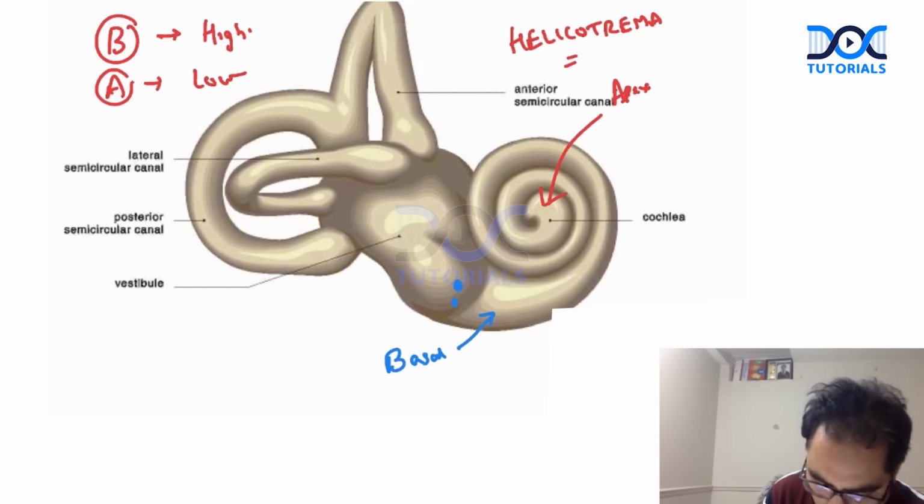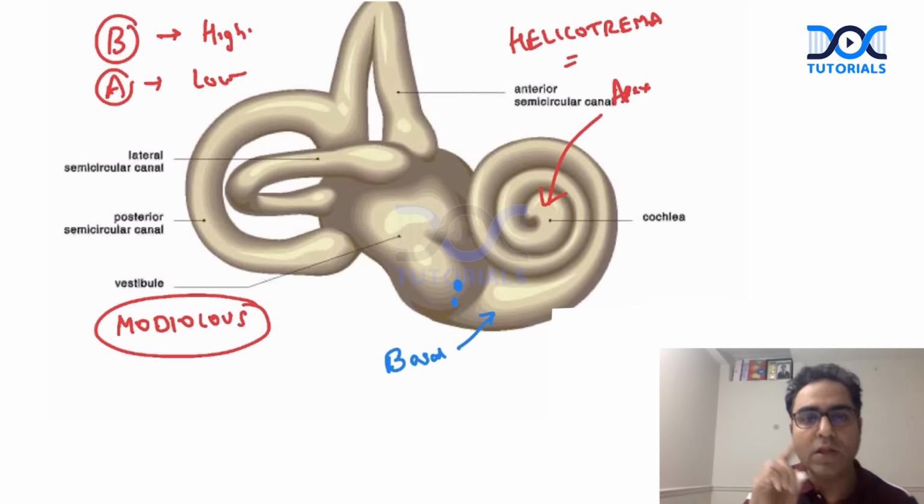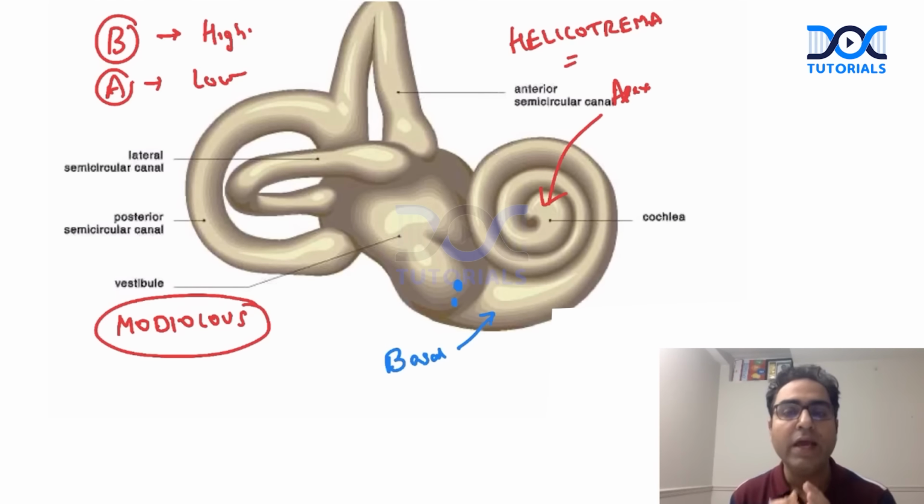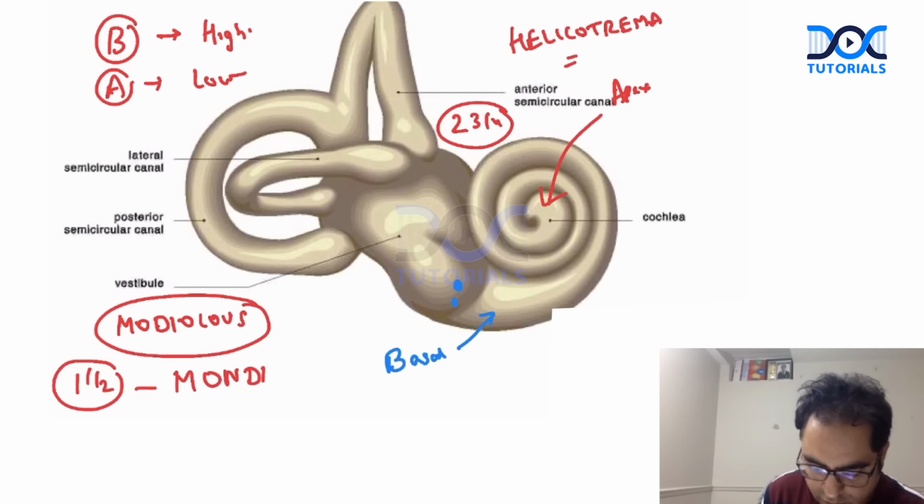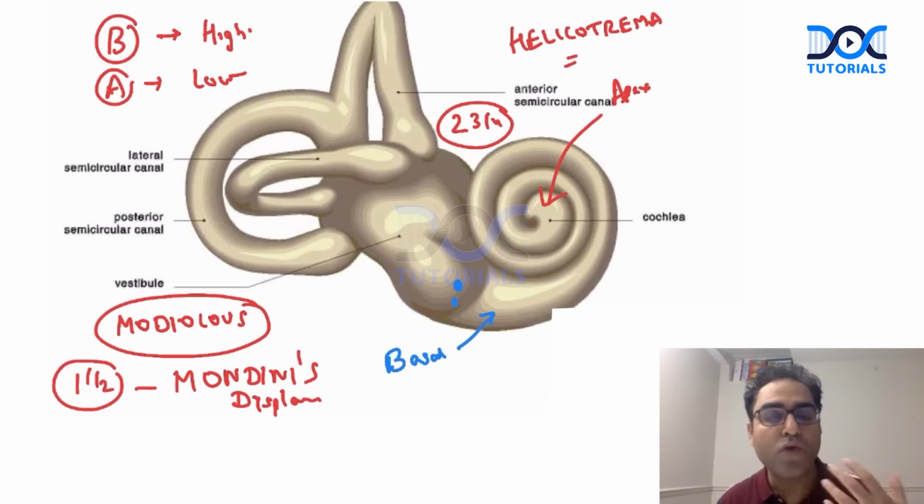What is the modulus? Modulus is the central core or central axis around which the cochlear turns form. The overview of the cochlea: the normal cochlea has two and three-fourths turns, and if the cochlea has got only 1.5 turns, the deformity is called Mondini's dysplasia of the cochlea.